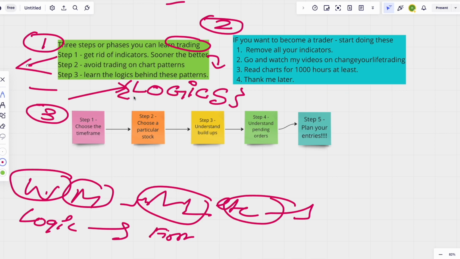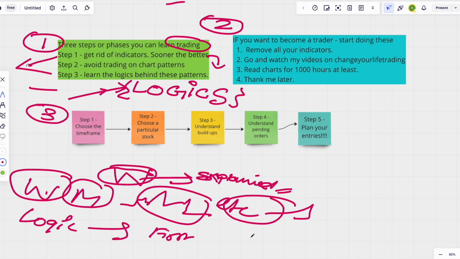Behind every subject or behind every learning, there is a logic, and you need to understand that. It's your right to understand the logic behind whatever the instructor says. If I tell you that W pattern works, there has to be a logic which needs to be explained to you. Anyways, in this particular tutorial, we are not going to learn any of the patterns. We are just going to define or understand logics.